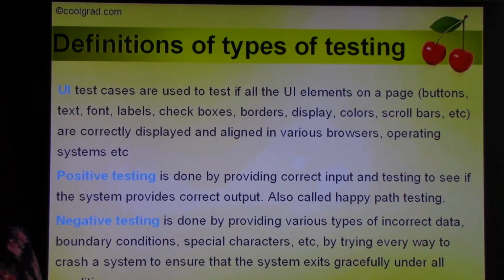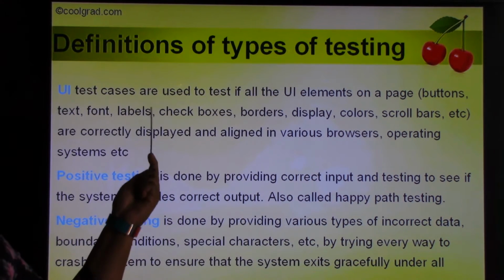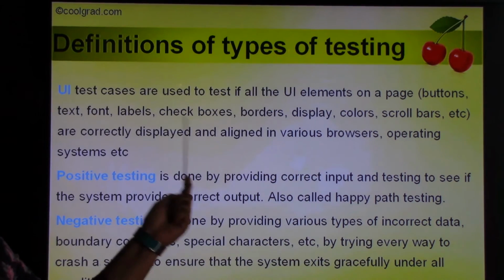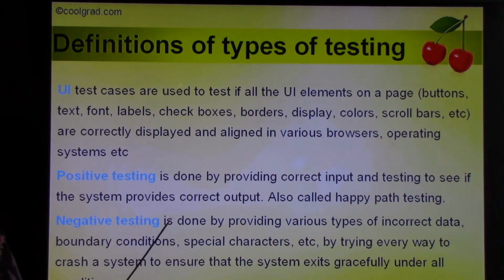So if you're developing a website, everything might be working fine in Chrome browser, but if you're using Firefox or Internet Explorer, it may not work properly. Or if you try and use it on a mobile device, it may not be working fine. So you have to make sure it works on all browsers that it is supposed to be working on. And you have to make sure the font is displayed correctly, the labels are correct, they're of the right color, right size, and aligned correctly. So user interface testing is all about the look and feel of the page.